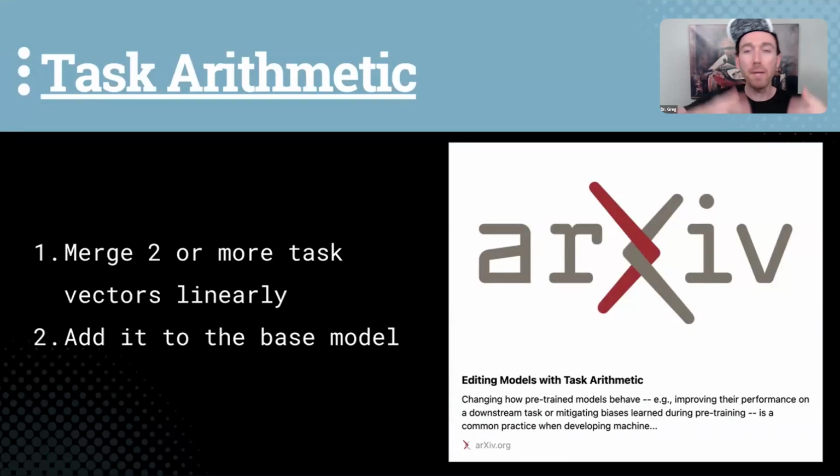So you imagine you have a base model, and then you fine tune one, and then you subtract, and then you have task vector one, and then you fine tune another model, and you subtract, and then you have task vector two. Then you can take these task vectors and you can do things with them. Now, what if you fine tuned for similar things?